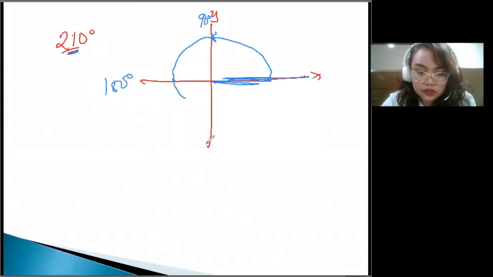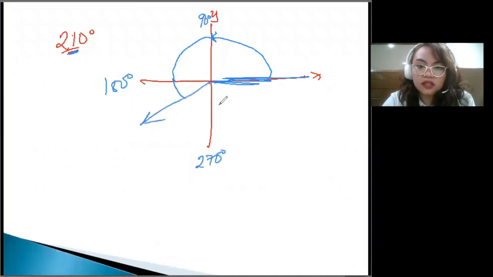Ayan. So ito. Lalampasan ko pa 'to. This is already 270 degrees. So our angle now is this angle. Since it ended here, what quadrant is our angle found? Very good. This is now in quadrant 3.